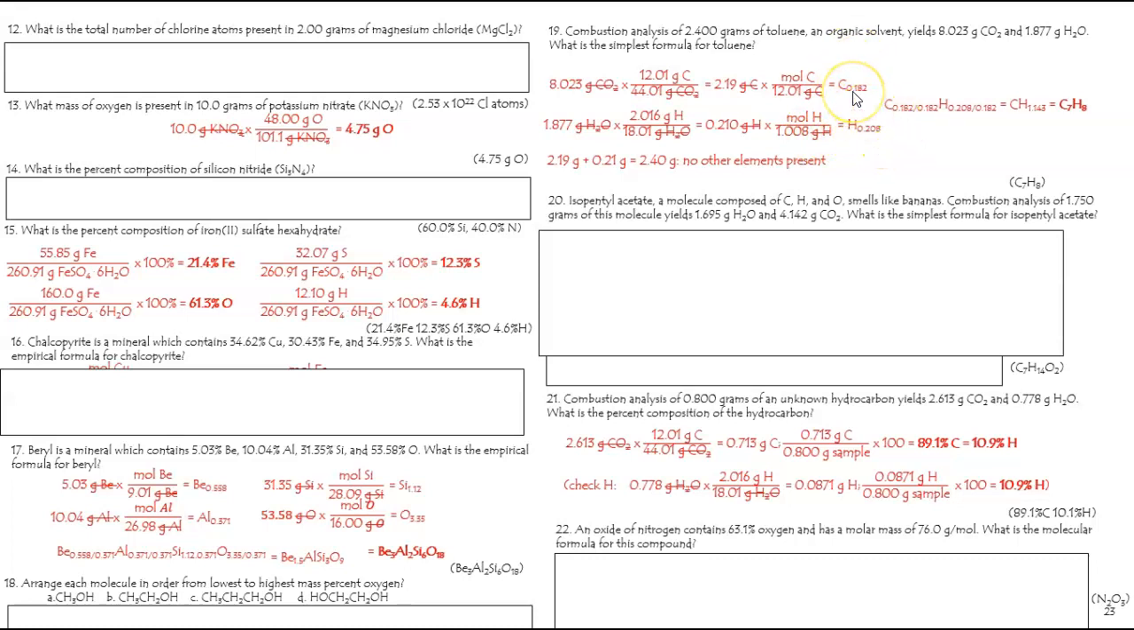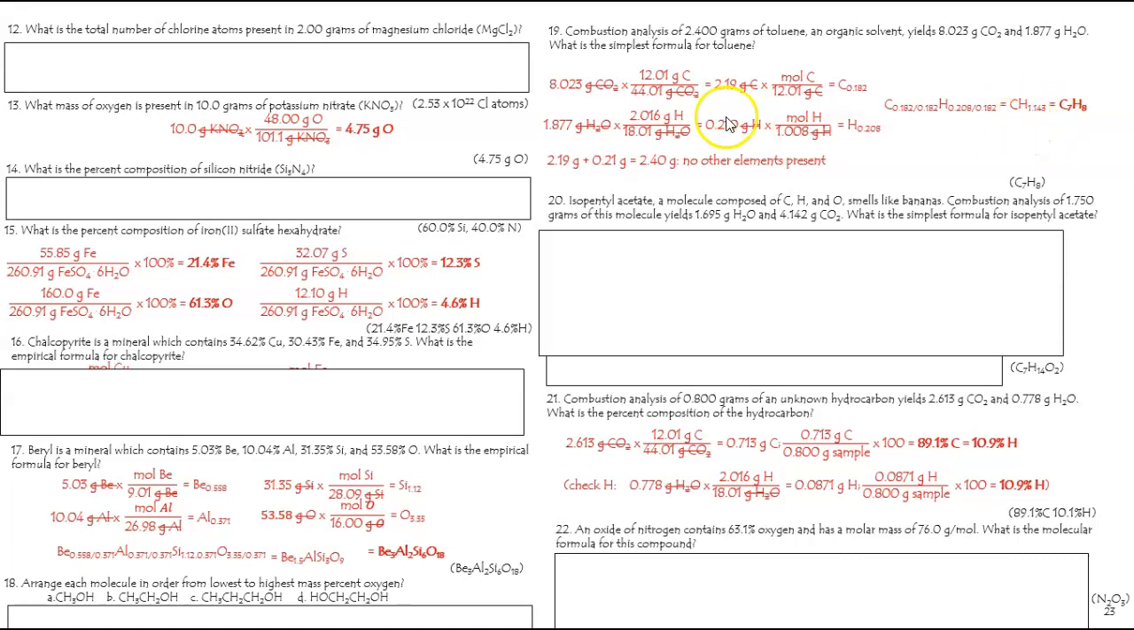Now, before we go any further, we better make sure we are accounting for all 2.4 grams of the toluene. And we are. Check it out. So no other elements are present. Now we divide by the little guy, and we get the weirdest ratio, C to H of 1 to 1.143.